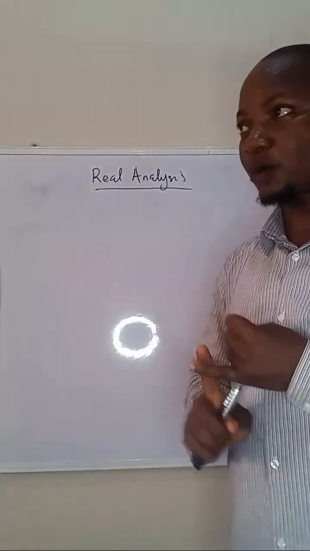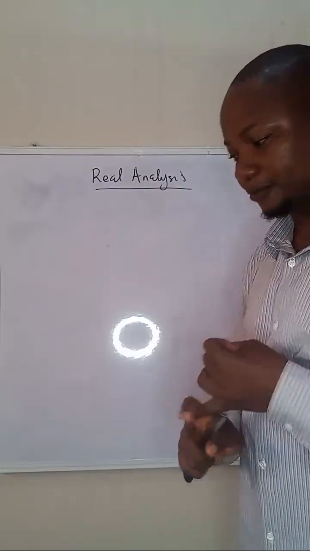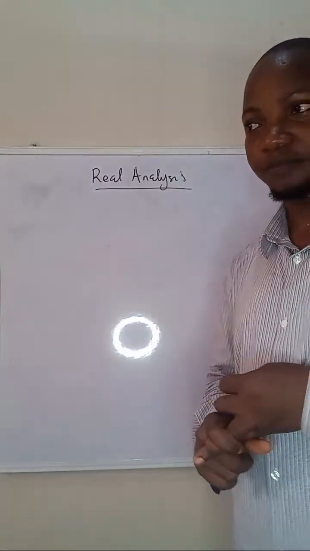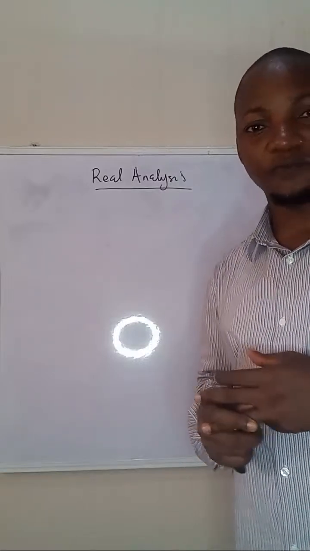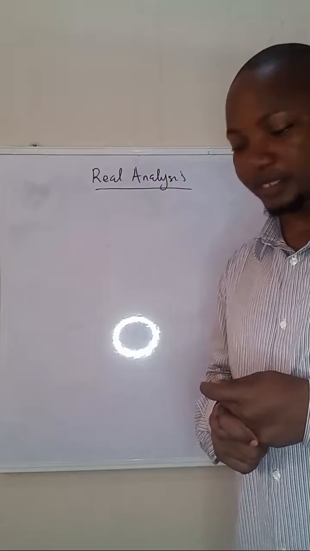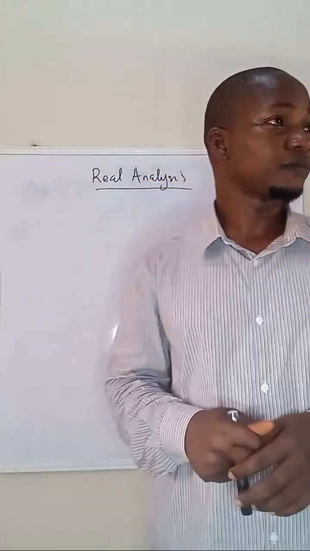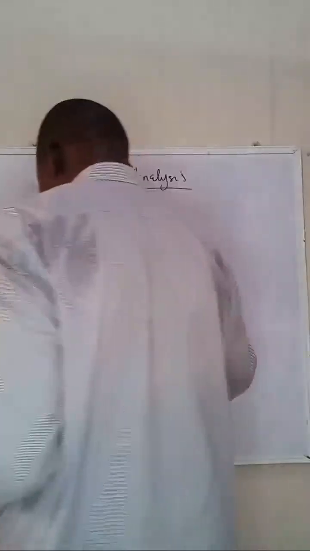So we have talked about the dense property and the Archimedean theorem. Today we'll be looking at another property of the real number system called the absolute value property. So when we say absolute value properties, it is defined as follows.